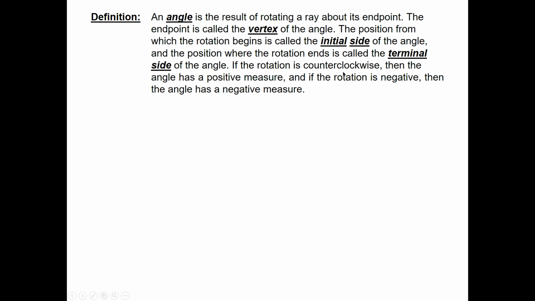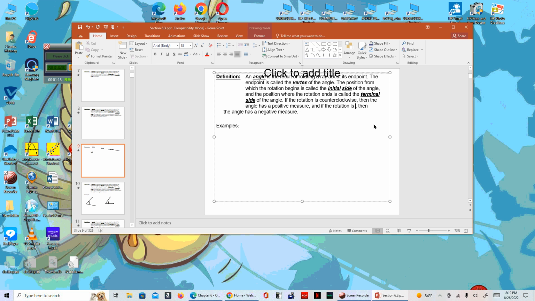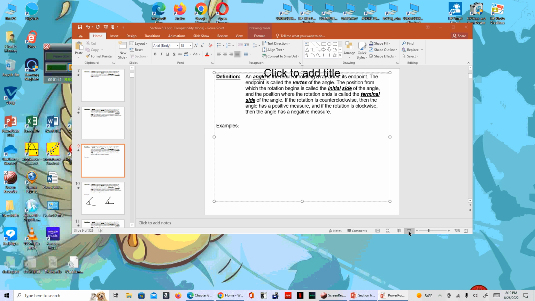If the rotation is counterclockwise, then the angle has a positive measure, and if rotation is negative, then the angle has a negative measure. Excuse me, that should say clockwise, not negative. So let me fix that. So if the rotation is clockwise, then you have a negative measure. This was something that was agreed to long before you and I ever came along. That counterclockwise is positive, clockwise is negative.